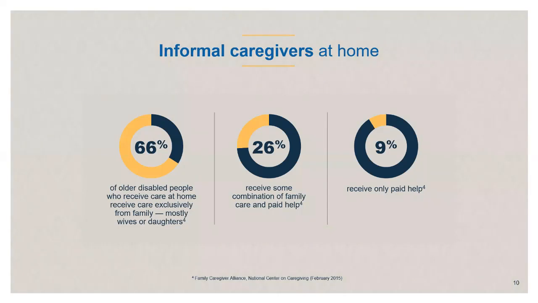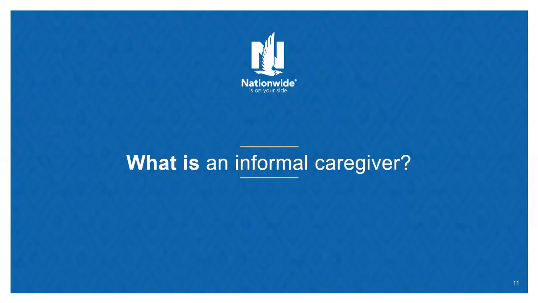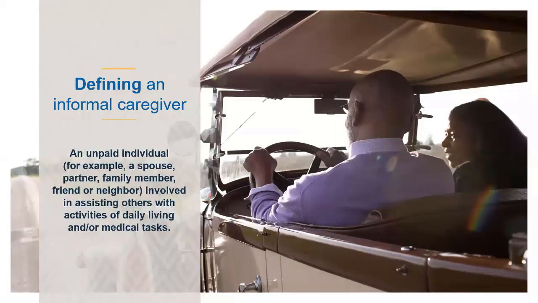And if we go to the next slide, we ask the question, what is an informal caregiver? Defining an informal caregiver: an unpaid individual, for example, a spouse, partner, or family member, like we mentioned in the previous slide, a lot of times daughters or wives, involved in assisting others with activities of daily living and/or medical tasks. And 25% of those caregivers are millennials. So taking off work is even more stressful for them since they are less established in their careers.